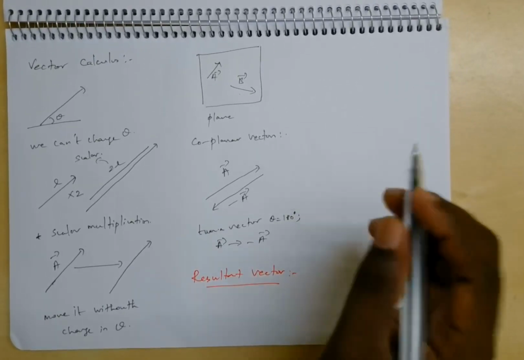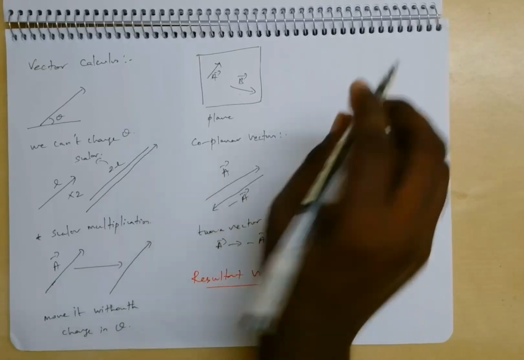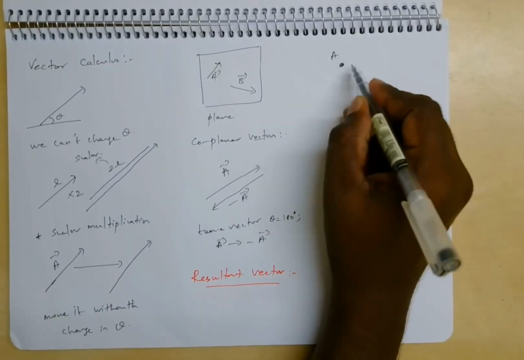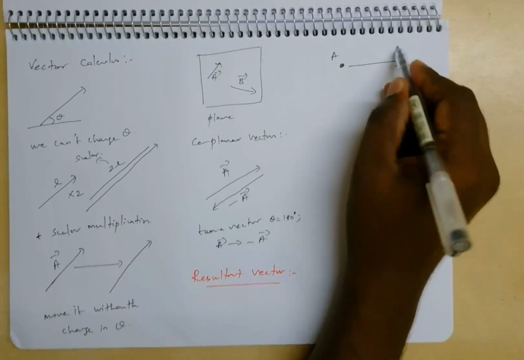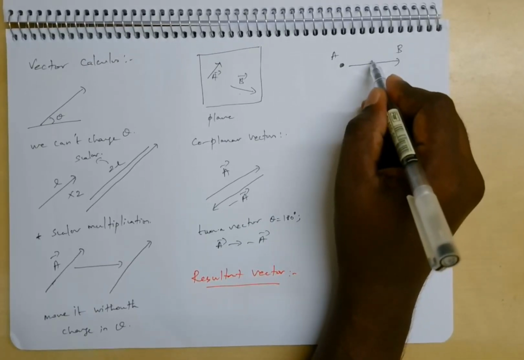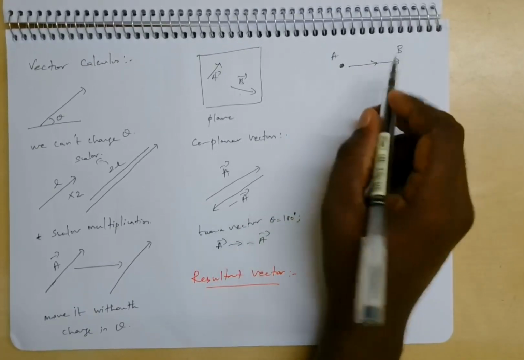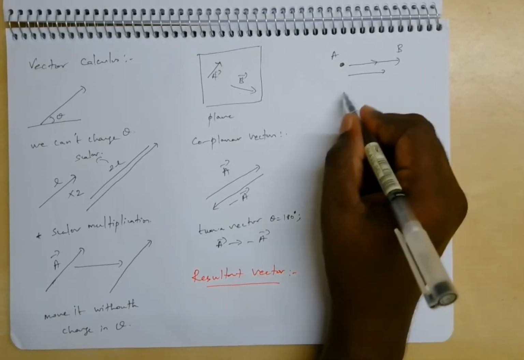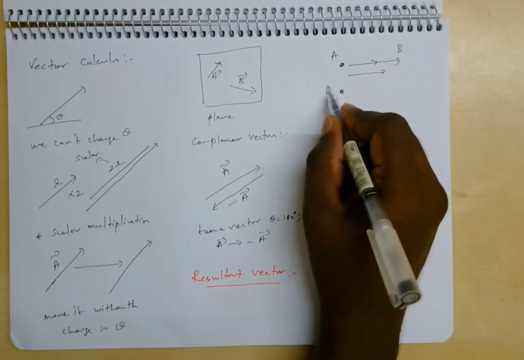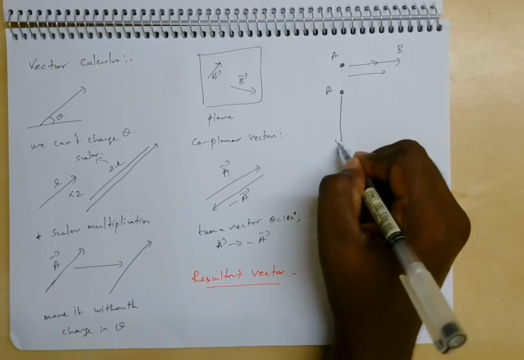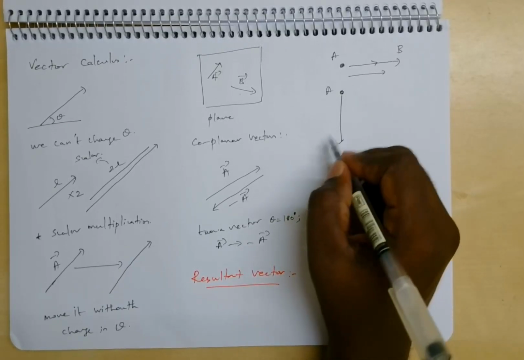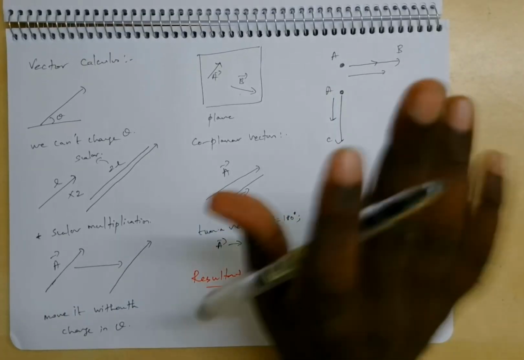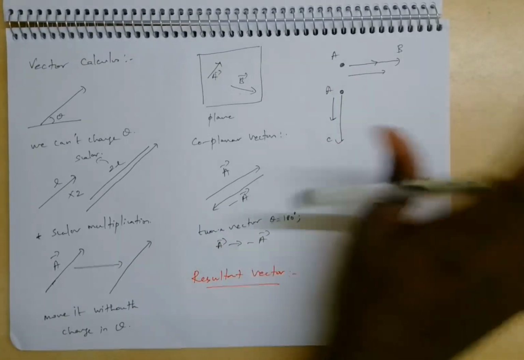Now a very good example is that force is a vector. Let's say here is one person, person A, and person B is pulling person A in this direction. So person A will move in this direction, right? Now let's take the same person A. Person C is pulling in this direction. So person A will move in this direction. So far, so good. No problem.